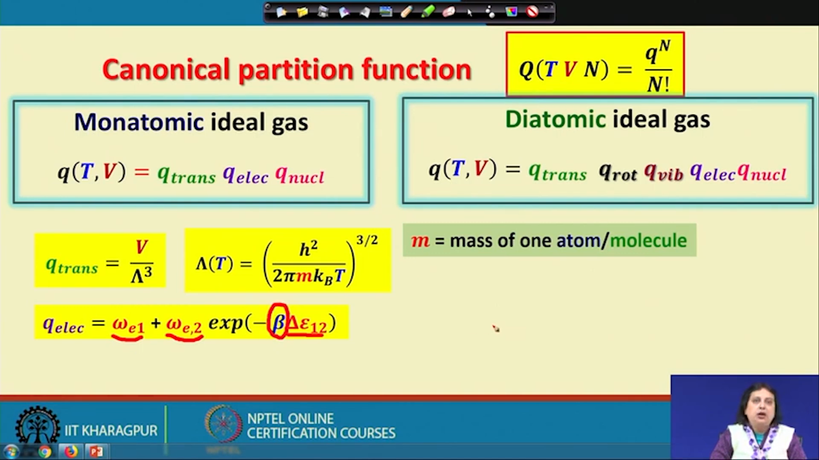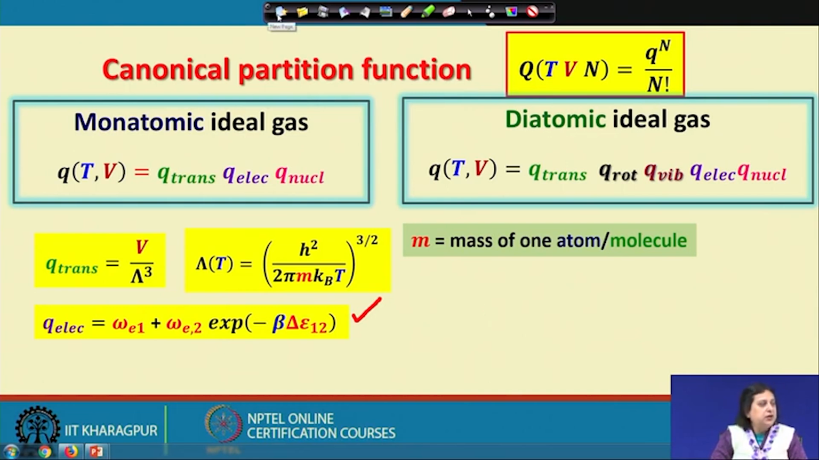As a result, using experimental data or by using results from theoretical calculations, it is possible to determine what Q electronic is, irrespective of whether you have a monatomic or a diatomic ideal gas. The prescription is the same.